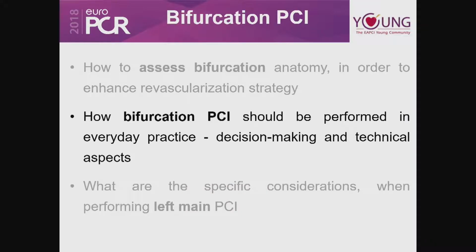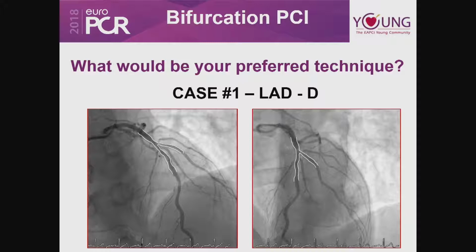So, when we want to decide which technique to choose, how to perform PCI, and let's say we want to understand the talk of Goran in the next talk, we need to understand these parameters for the cases we are going to treat. So this is the first case we discussed, the LAD diagonal bifurcation. I would like to ask someone or all of you to help me to go through all these criteria. How would you interpret this case according to these parameters? Can I ask you?